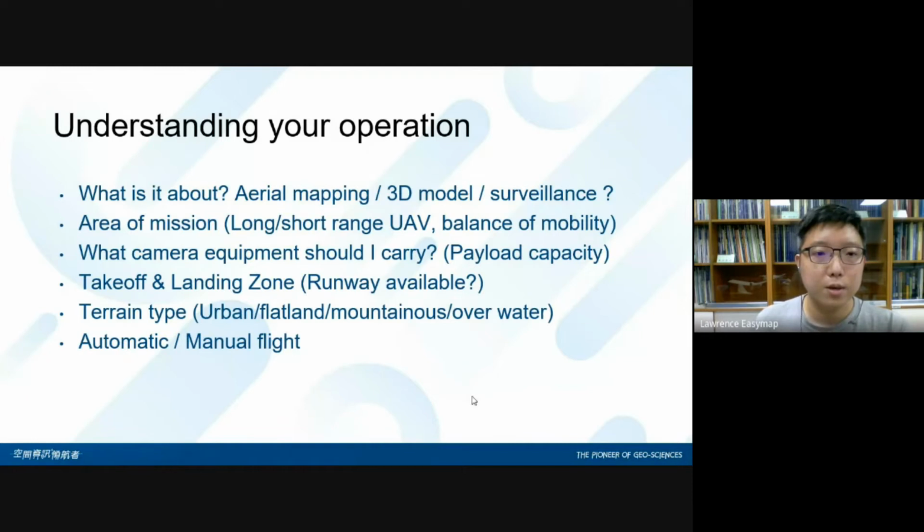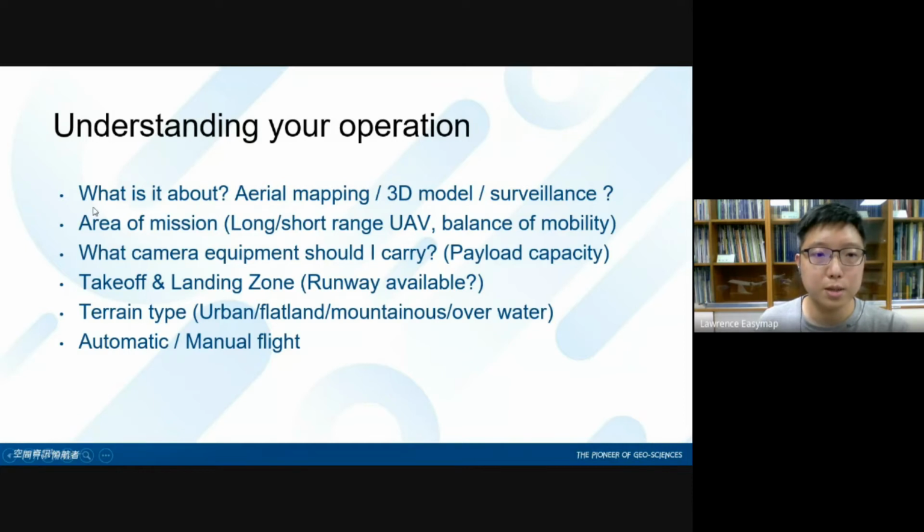Okay. First of all, understand your operation. What is the nature of your operation? Is it aerial mapping? Is it 3D modeling? Or is it a surveillance mission? Different types of missions require totally different skills and equipment.